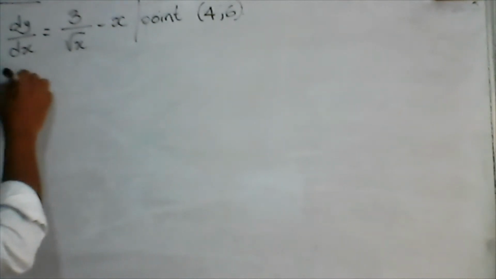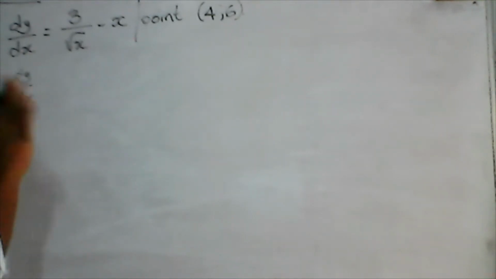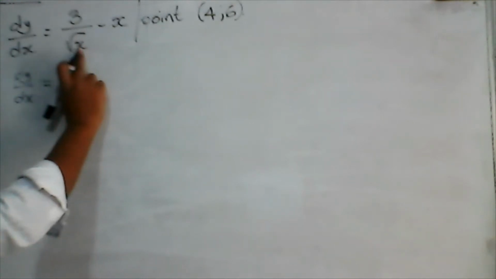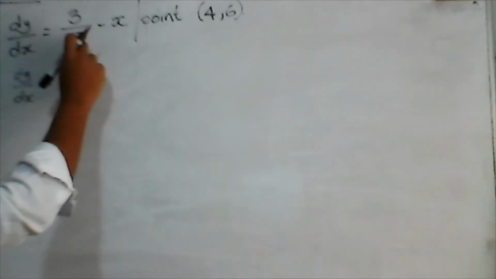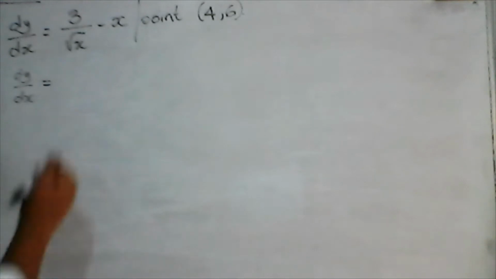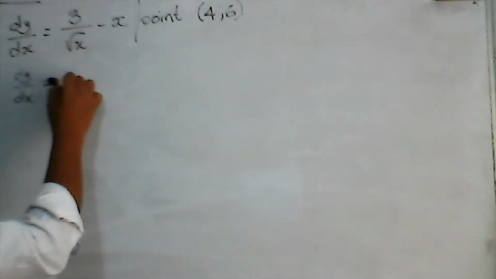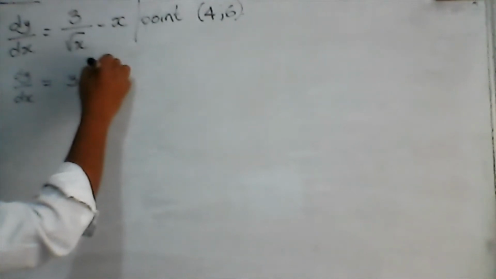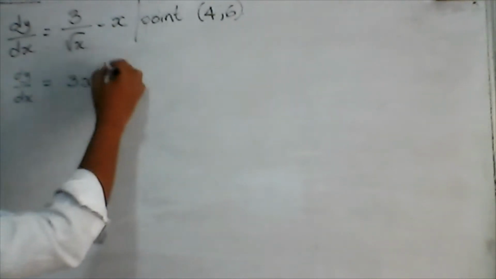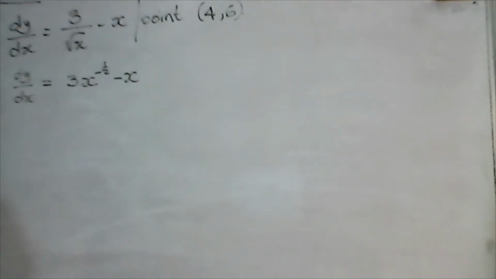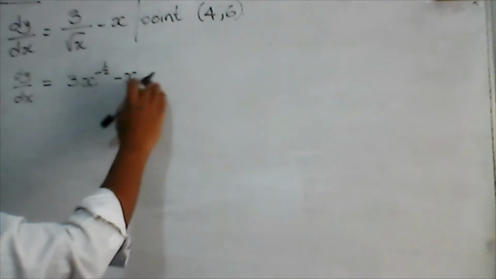So dy/dx, we still haven't integrated as yet, so I'm still writing it as dy/dx. All I'm doing is changing this to x to the power half, and I'm taking it to the top. You don't have to, but it's simpler. So 3x to the power minus a half, minus that x there. Now it's in a nice format for me to integrate.